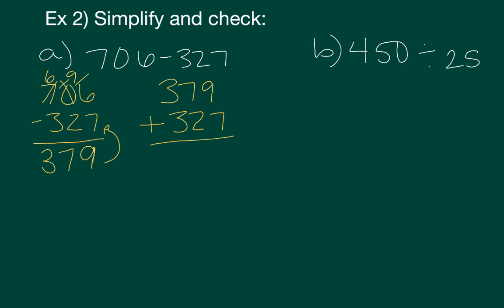And then follow the same rules. 9 plus 7 is 16. Carry the 1. 7 plus 1 is 8, plus 2 is 10. Carry the 1. 3, 6, 7. We get 706 as our answer. We solved it and checked it, and that's correct. Let's go to B. 450 divided by 25. You remember the first number always goes in the box first.